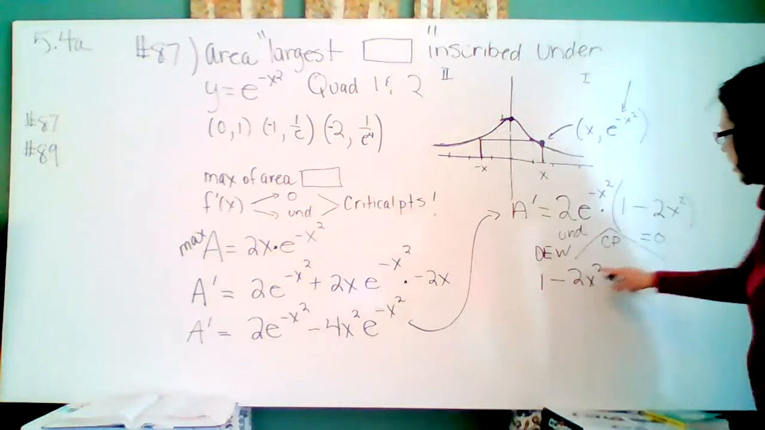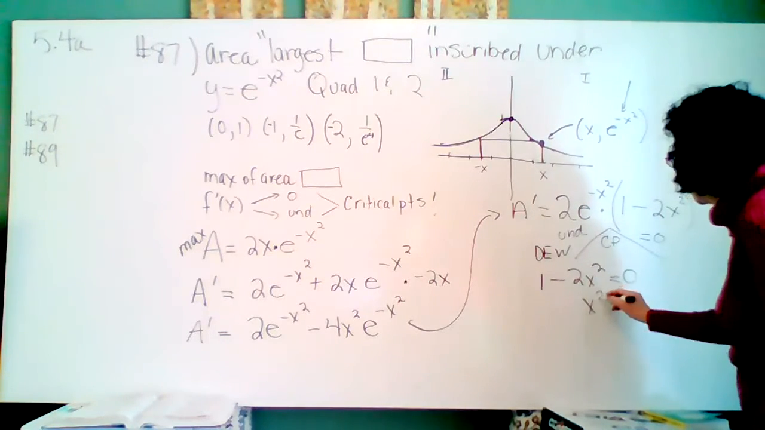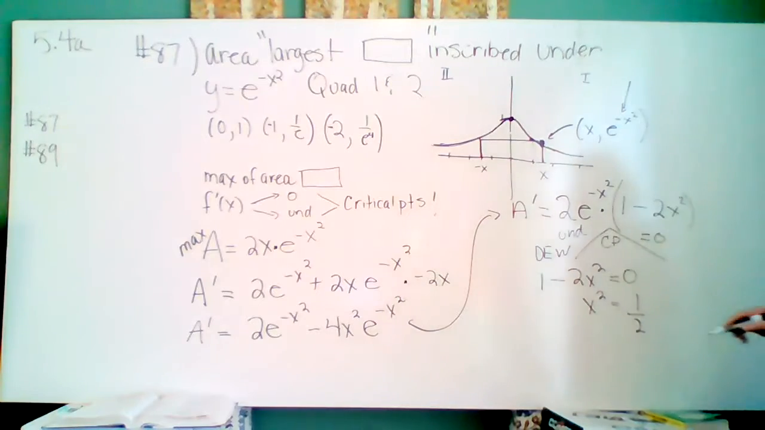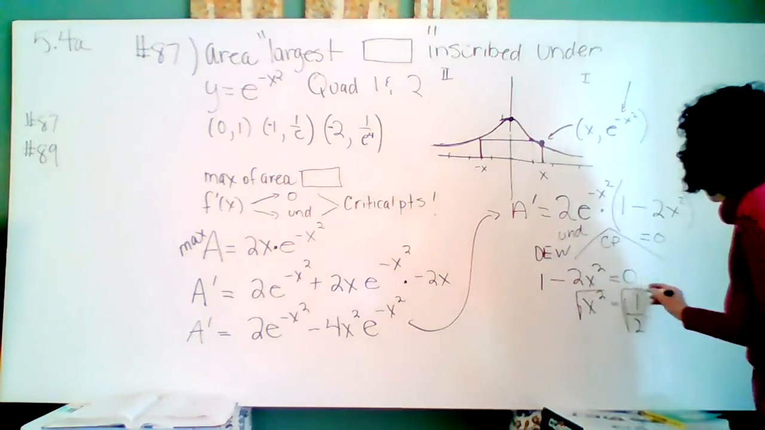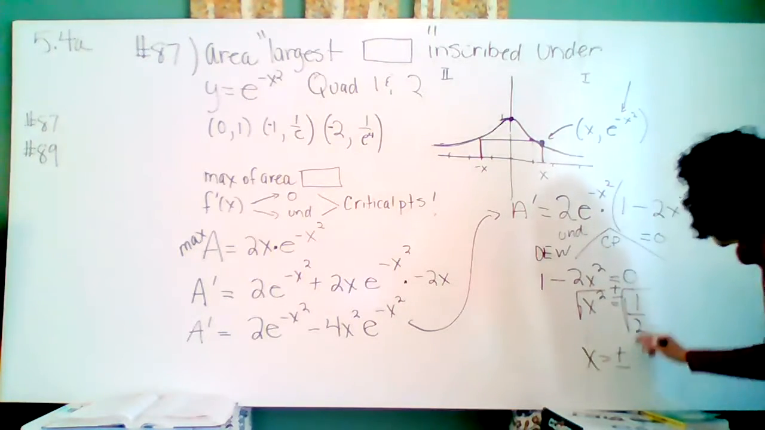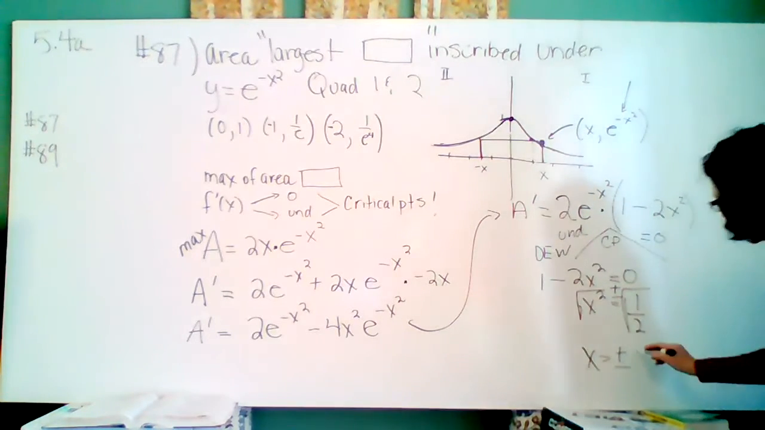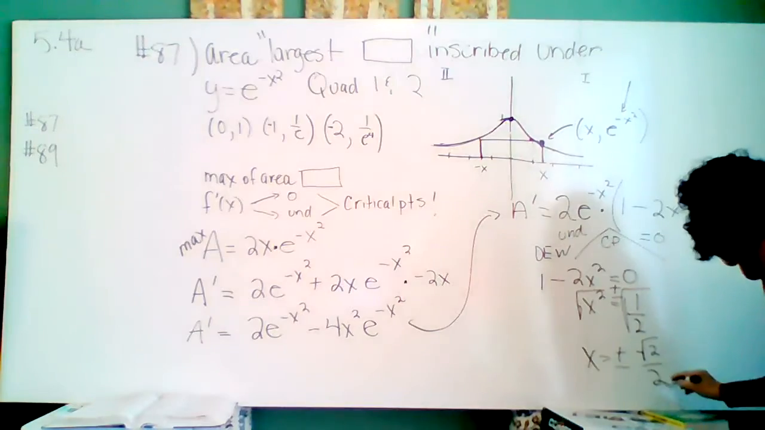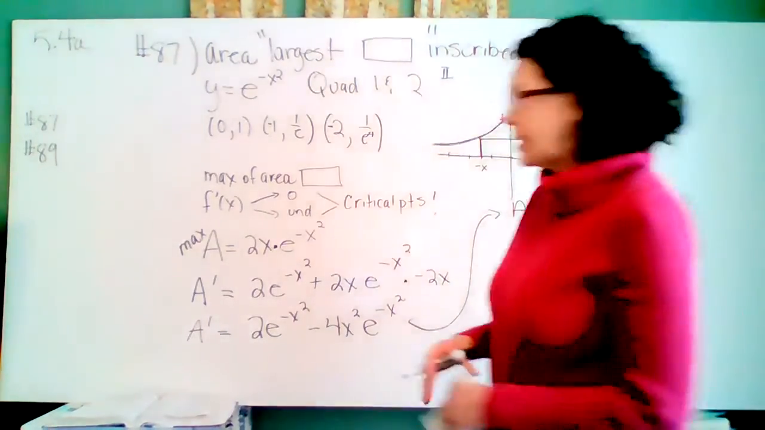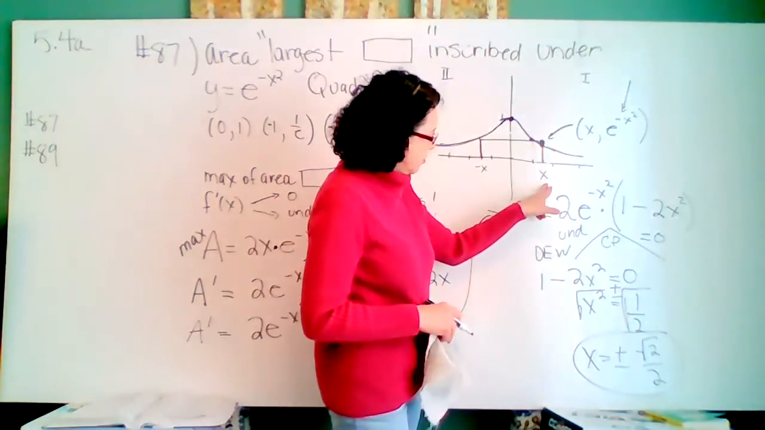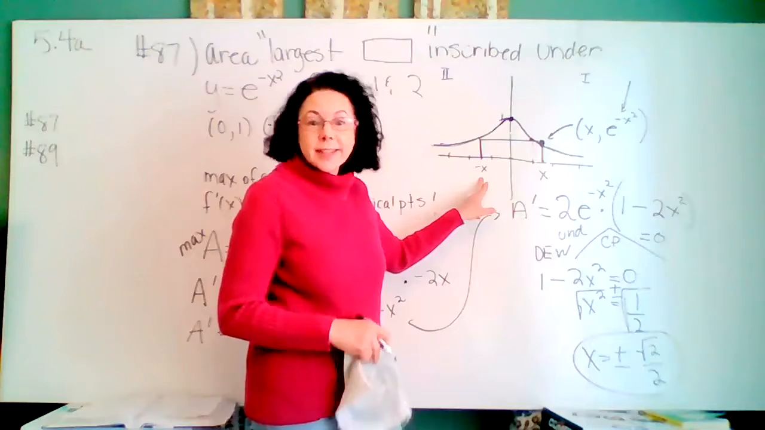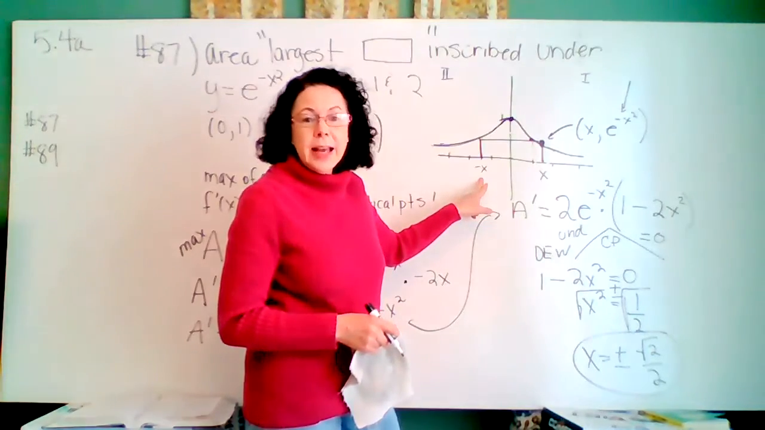Okay, so I'm going to subtract a 1 and divide by a negative 2, and x squared equals 1/2. And when I take the square root for a plus or a minus, that's where x is plus or minus. And this is 1 over the square root of 2, so we're going to rationalize here. Okay, now what are the plus and minus x's for? Because this is a square root of 2 over 2 here, and the negative x, of course, is the negative square root of 2 over 2 here.